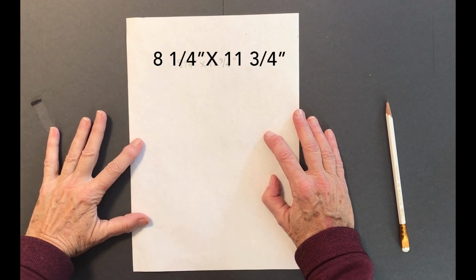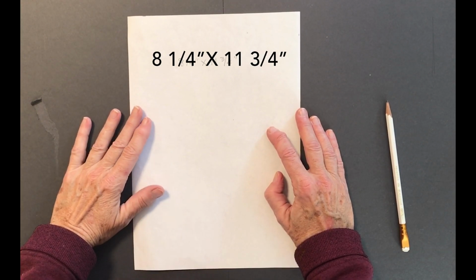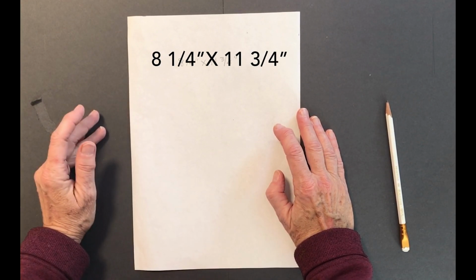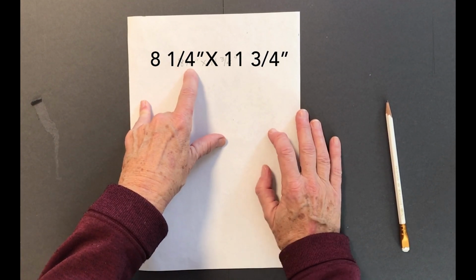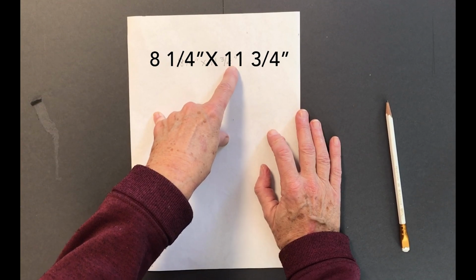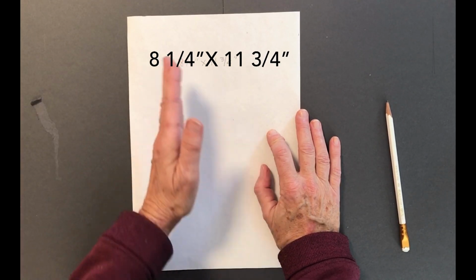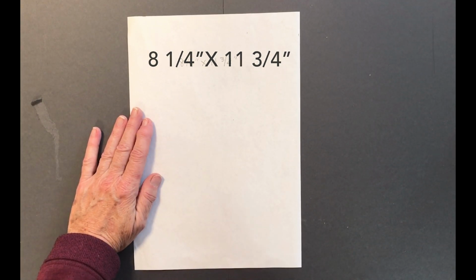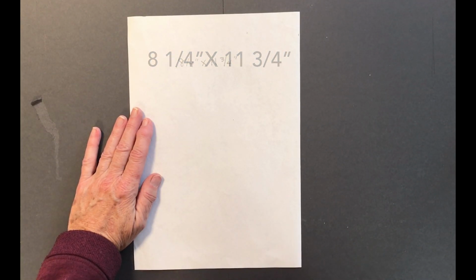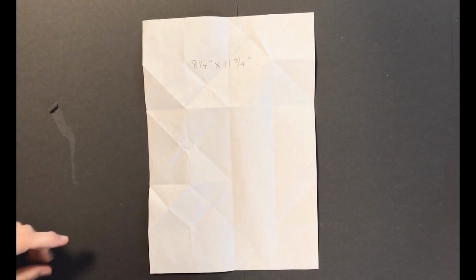Practice folding something called a bamboo letter fold. The paper that you need is 8 1/4 by 11 3/4. And if you wanted to make one smaller, you just would divide that in half. And you need to have those dimensions for it to fold in correctly and to tuck under. Okay, let's start folding the bamboo letter fold.